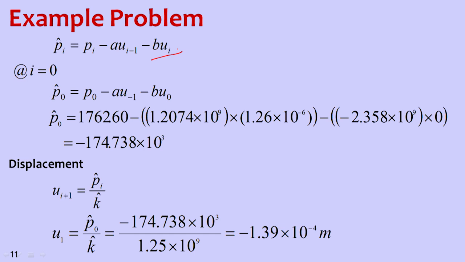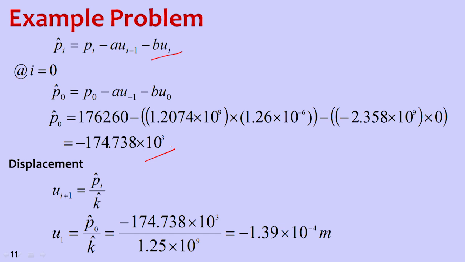So P cap 0 is 1762.6, which is P naught, which we have already calculated, minus 1.2074 into 10 to the power of 9, which is the A value we got from the calculation, times 1.26 into 10 to the power of minus 6, which is U minus 1, which we have already calculated, minus B, which we got as minus 2.358 into 10 to the power of 9, times U0, which is the initial value equal to 0, that we have assumed there. So finally we are getting a P cap 0 value as minus 174.738 into 10 to the power of 3.